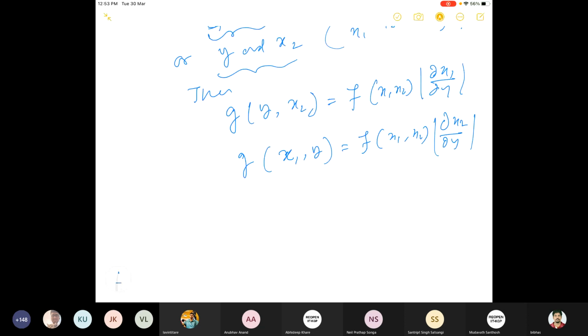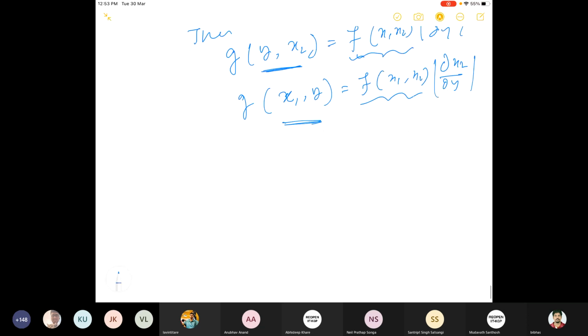And this function f is nothing but the PDF of x1 and x2, and these are the partial derivatives. Then we can compute the marginal distribution of y. Because here x2 is fixed, or x1 is fixed, and then we can find out the marginal distribution of y.